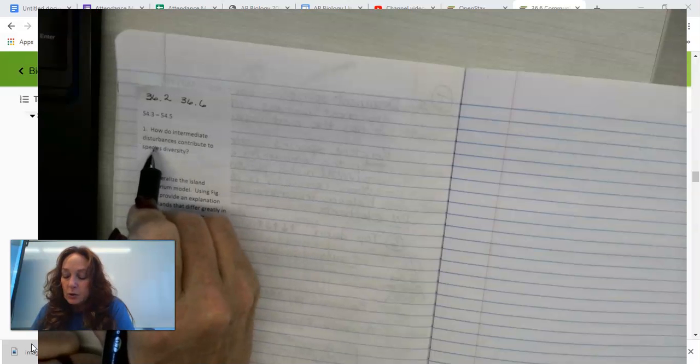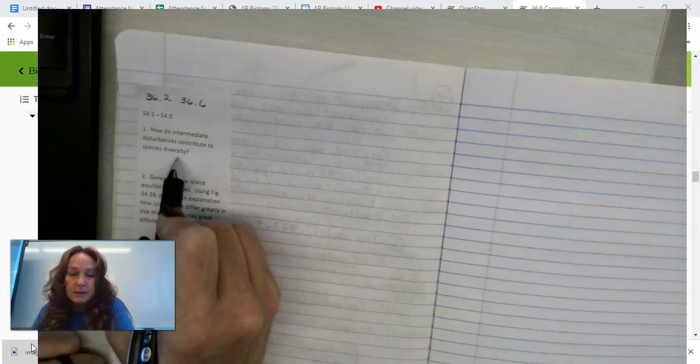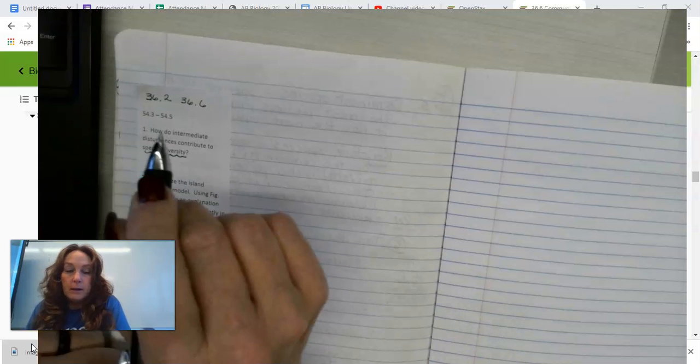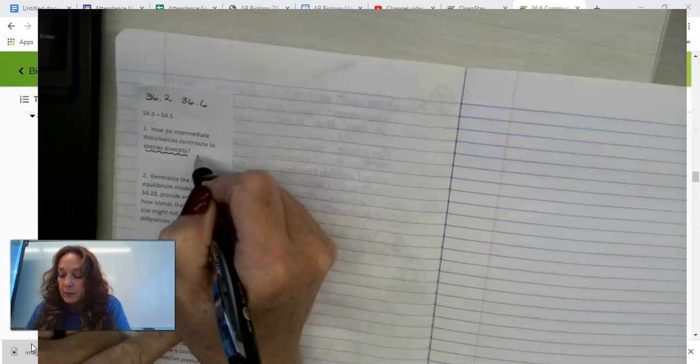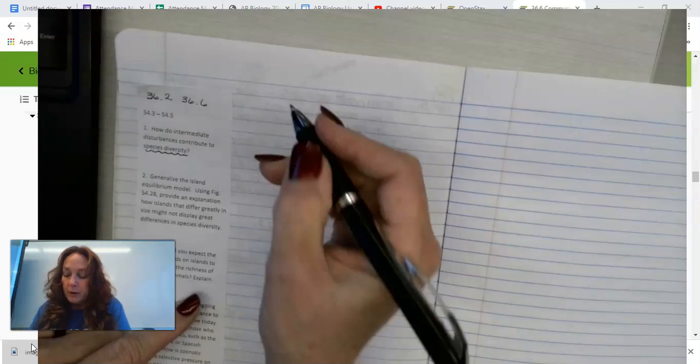All right, so I'm going to just start actually doing what I'm here to do, is how do intermediate disturbances contribute to species diversity? So I want to come under here. We probably should know what species diversity is. So there's actually two different words, and I'm not real sure I like the way this question's worded. I picked them a lot of times from what College Board has. This is kind of a mixture of both. So let's separate those out.